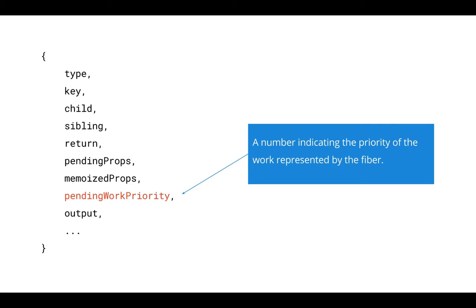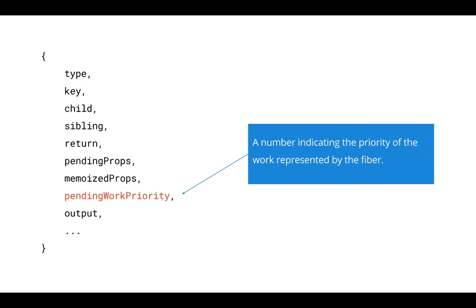Pending work priority. This is actually a number behind the scenes, nothing too fancy. It goes from 0 to 5. And this says basically how important the work that needs to be done is. 0 means there's no work happening. And from 1 to 5, the work is decreasing in importance. So number 1 is the most important, and 5 is not something that the algorithm cares too much about. It doesn't mean it's not going to do it. It just means it will delay it a little bit.